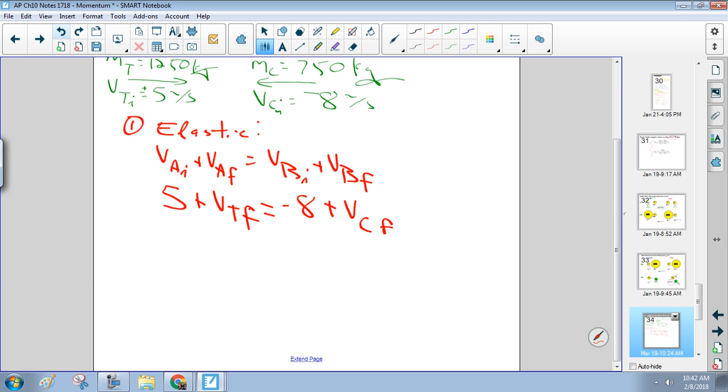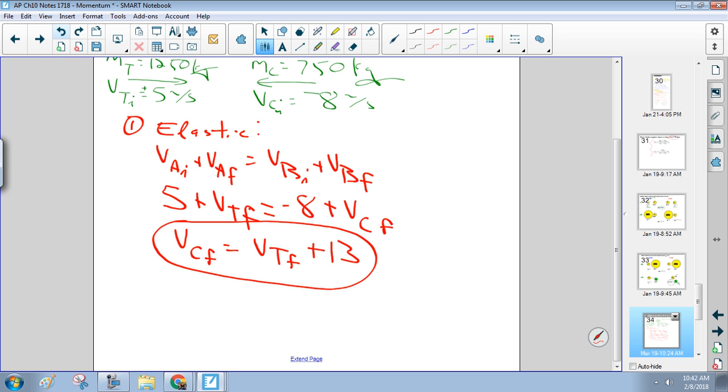Good? All right, so my recommendation is solve this for one of the two variables. So let's add the 8 to both sides, and I get this. The velocity of the car final is the velocity of the truck final plus 13. So there's one of my two equations. This says 13, not 8. Oh, man. 13. 8 plus 5? Oh, sorry, I didn't see that. You okay? All right, everybody good up to there?